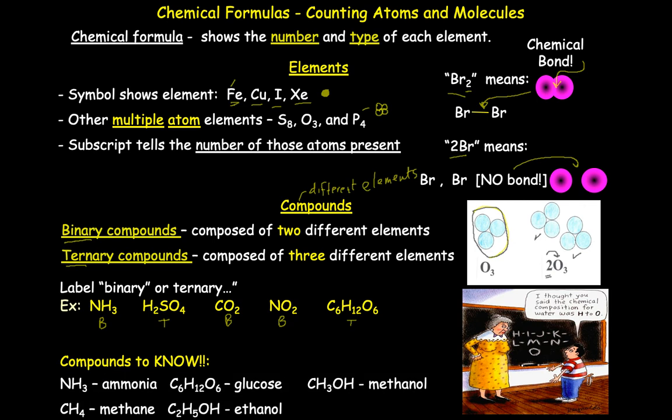Some compounds you want to know: ammonia, NH3, is something you want to be able to remember. Methane, CH4, you want to be able to remember. Glucose is really important, C6H12O6, as I think you guys know already. Ethanol, C2H5OH, is an important compound to know, and methanol you want to know also.